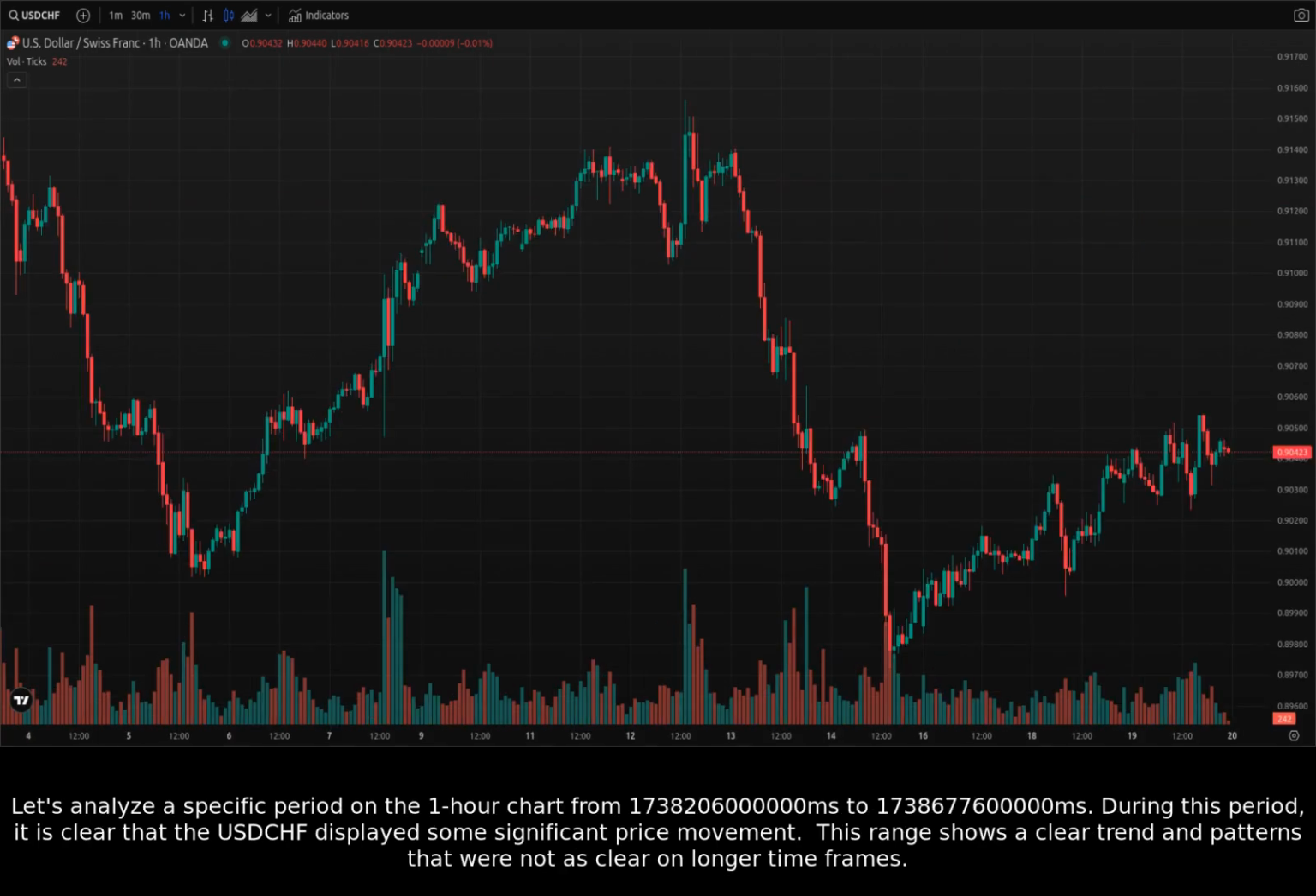Let's analyze a specific period on the 1-hour chart from 1,738,206,000,000 milliseconds to 1,738,677,600,000 milliseconds. During this period, it is clear that the USDCHF displayed some significant price movement. This range shows a clear trend and patterns that were not as clear on longer time frames.